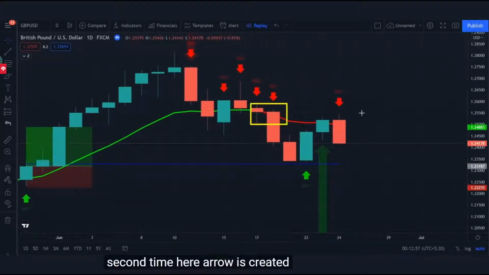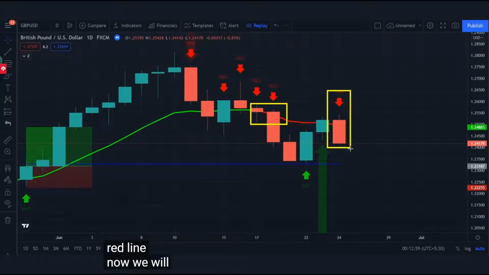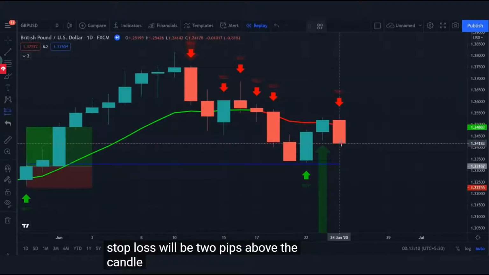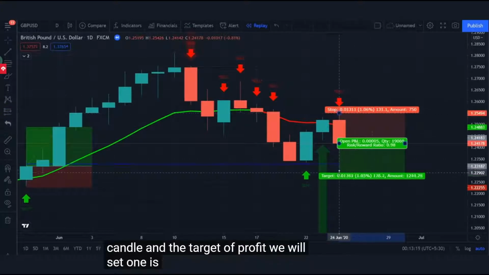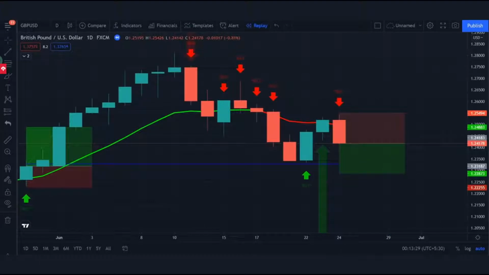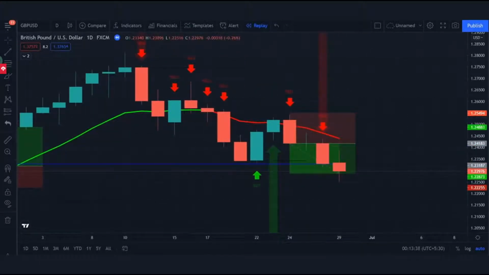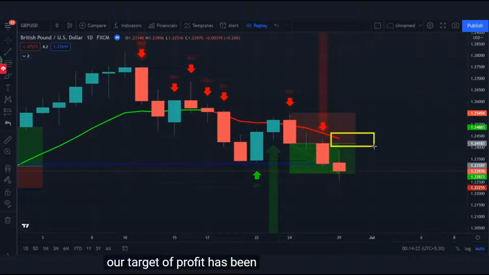Here the arrow is created a second time with a red line. Now we will execute our trade here. The stop loss will be 2 pips above the candle, and the profit target we will set at 1:1. Our profit target has been hit.